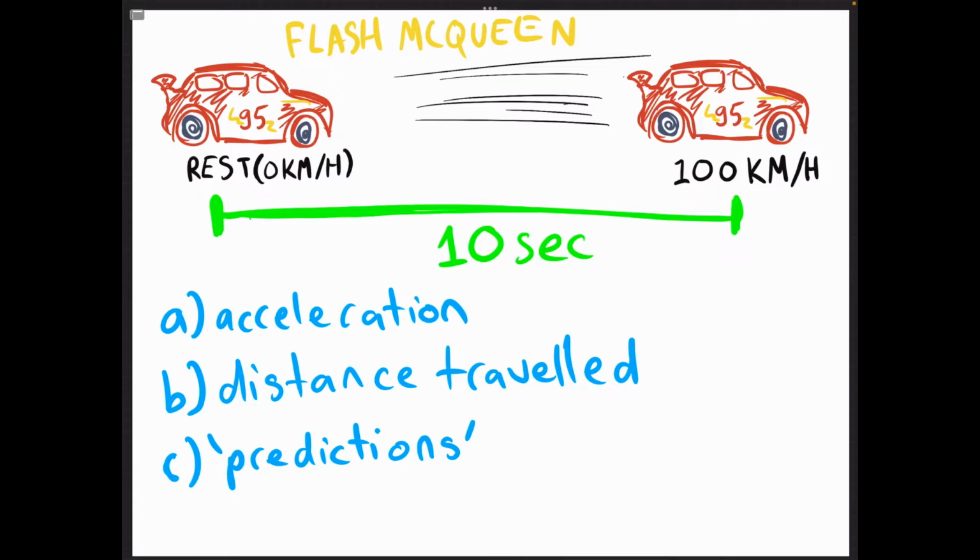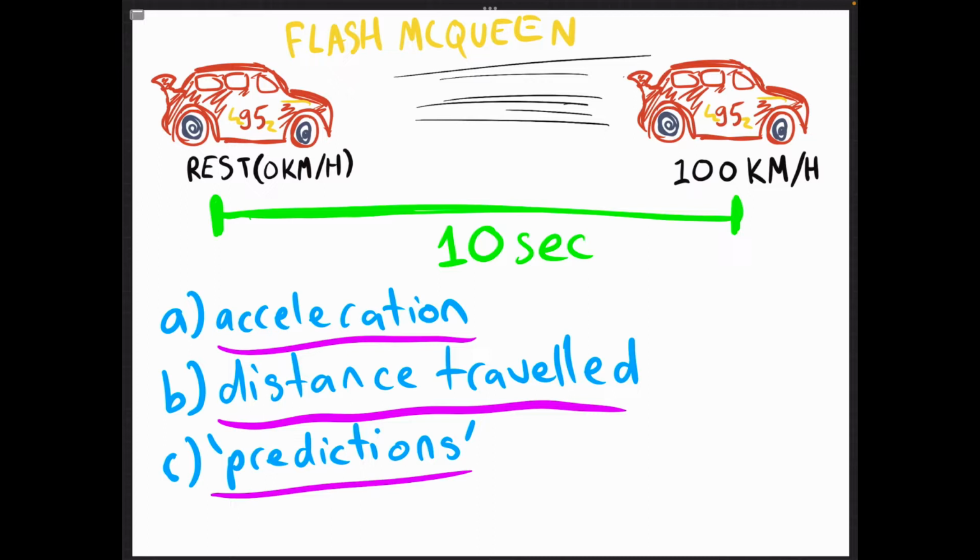Today we're going to be trying to find three things. First, his acceleration, so his change of speed in the 10 seconds. Then, using the data from A, we can find the distance traveled in these 10 seconds. And then lastly, we're going to be trying to find some predictions.